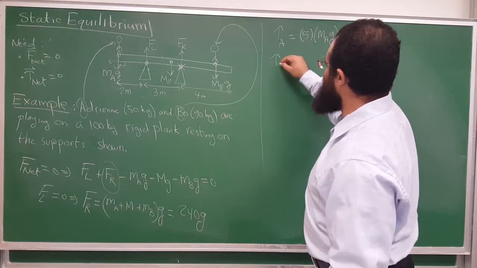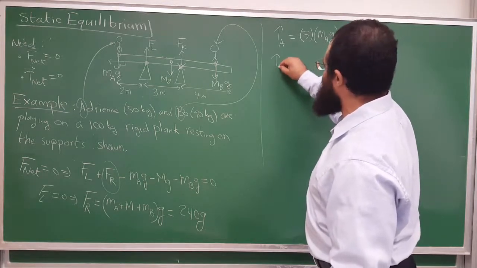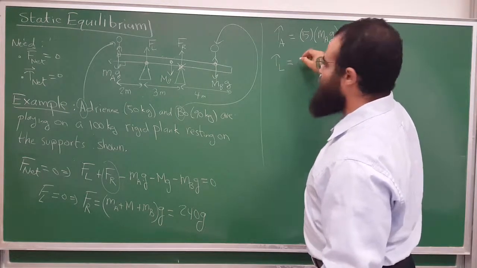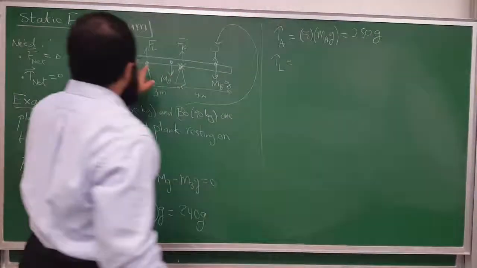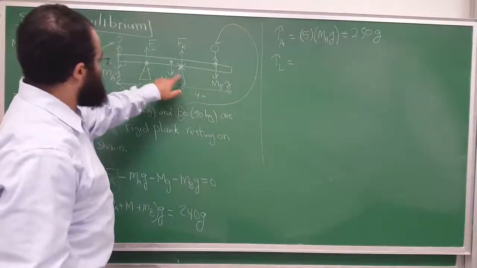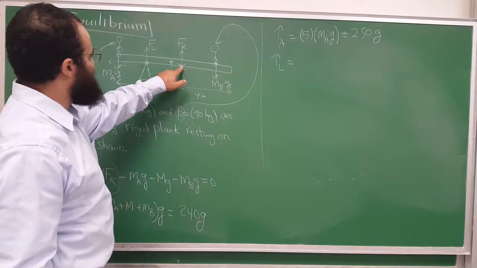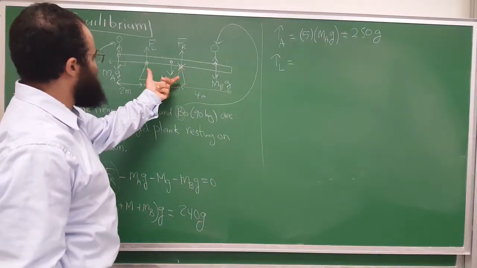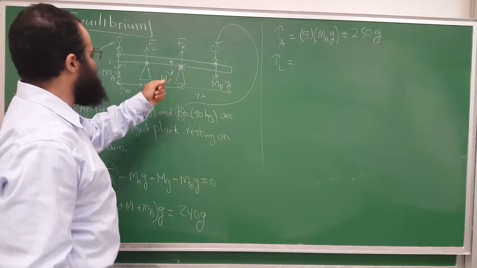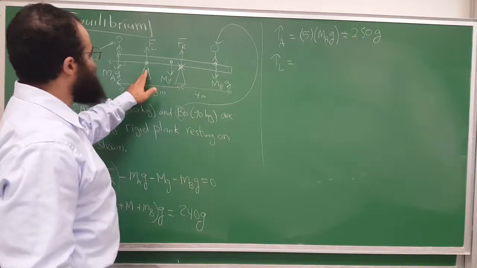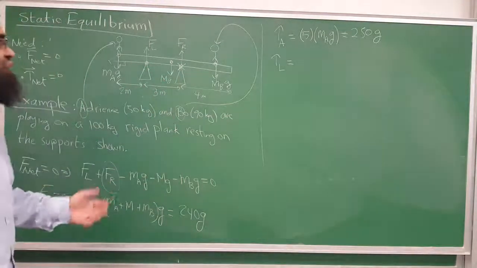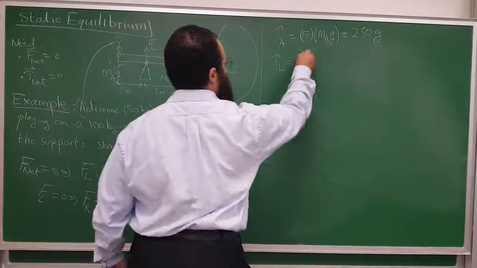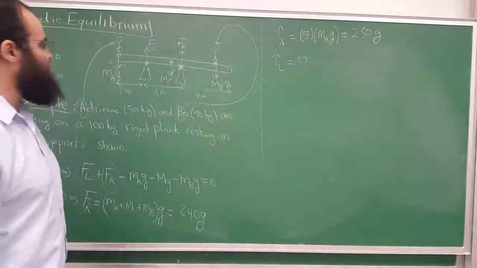Let's see what the torque is due to the left support. It will be the distance from the left support to the right support, because we're calculating the torque from here. So it would be the force from the left support times this distance times the sine of 90 degrees, which is 1. But the force from the left support is 0 because it's about to lose contact. So that torque is simply 0.